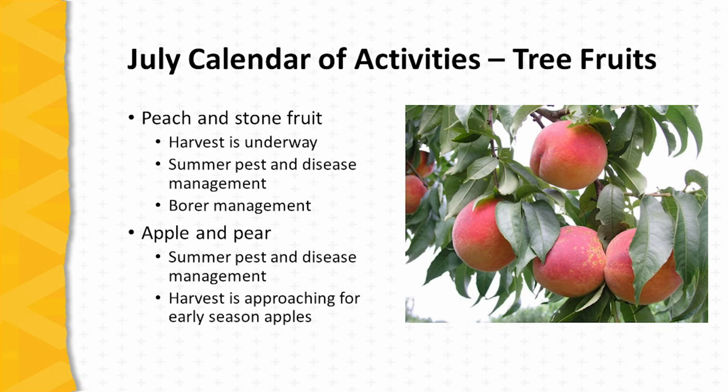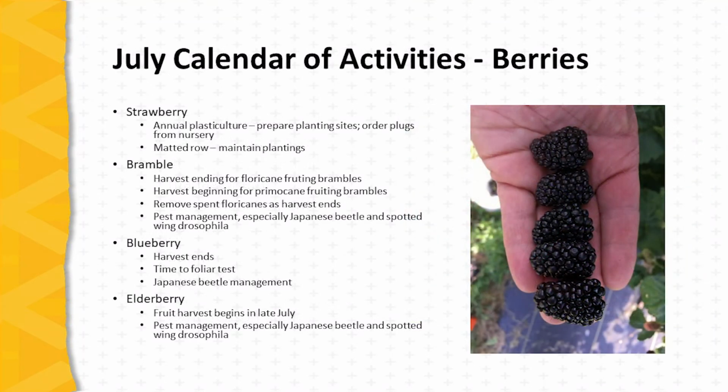For apples and pears, again, summer pest and disease management continues. Harvest will be approaching for early season apples and early season pears, which typically begins in mid-August. For berries, looking at strawberries, annual plasticulture plantings, it's time now to prepare planting sites. And if you haven't ordered plugs from the nursery, you need to do that just as quickly as you can. The supply of plugs can be somewhat tight getting this late in the season.